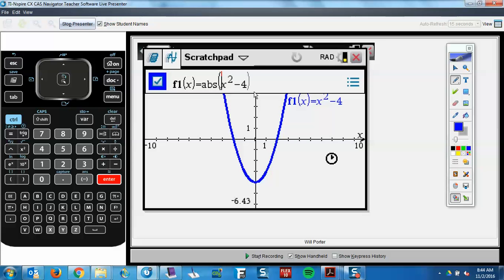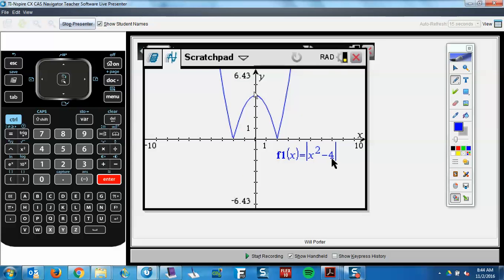Hit enter. See what happened there? That's the absolute value of x squared minus 4. All that happened is the part that was negative, boom, is flipped up. Became positive. So it's really easy to do absolute value graphs. You just graph the thing that's on the inside, and then just take whatever was negative and flip it up.